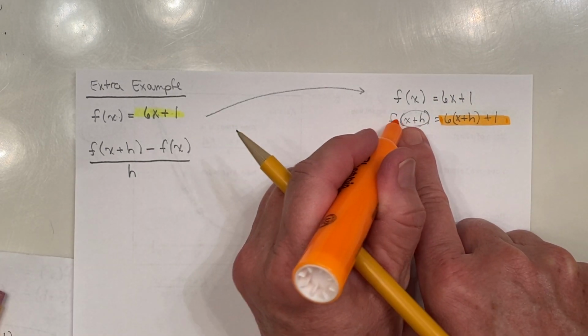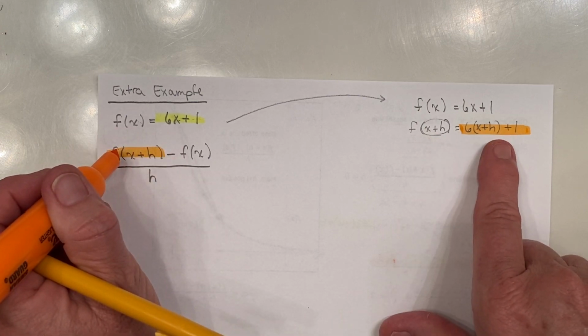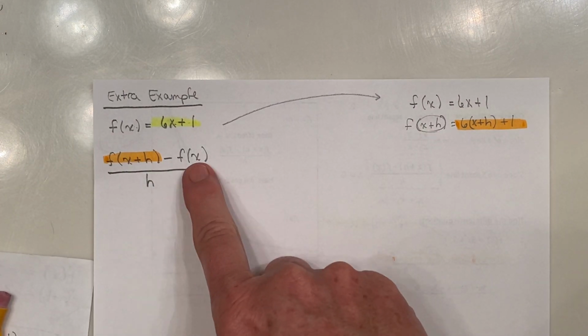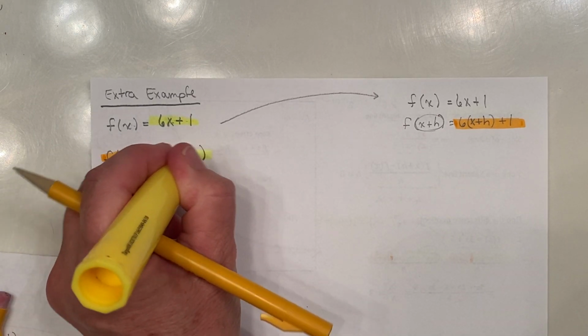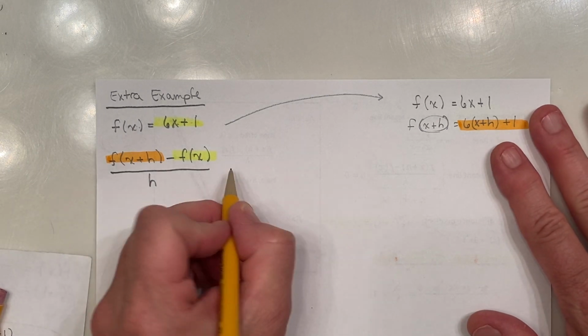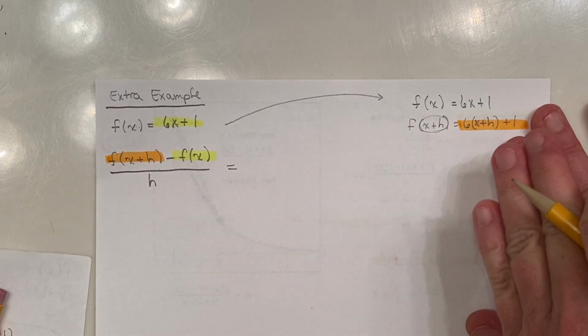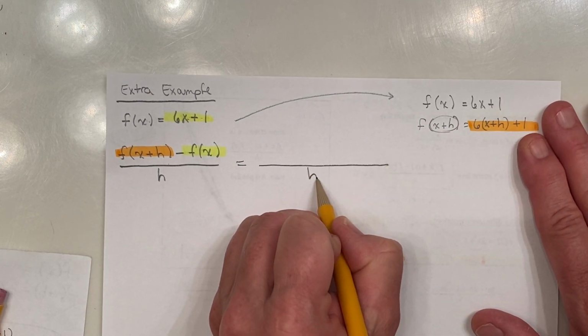So now it's time to enter 6 times quantity x plus h, this right here. This is equivalent to f of x plus h. So right here is where we're going to enter what's in orange. And right here, for f of x, we're going to enter what that's equal to, the function 6x plus 1. So we're subtracting these two y values. So I might suggest kind of working to the right a little bit. So build your fraction bar, make it pretty big, put an h here.